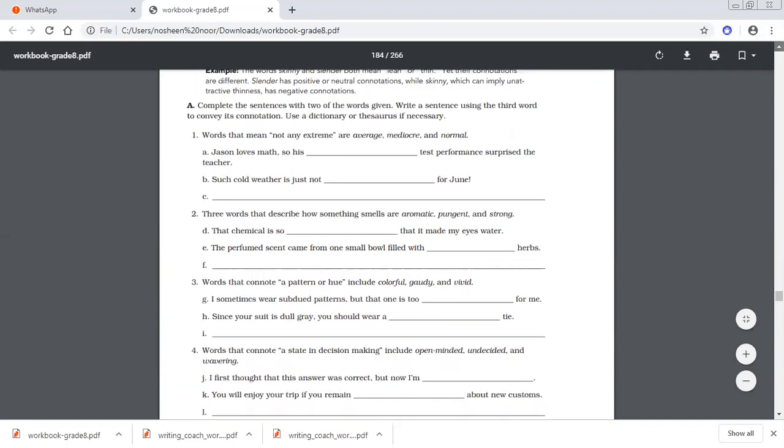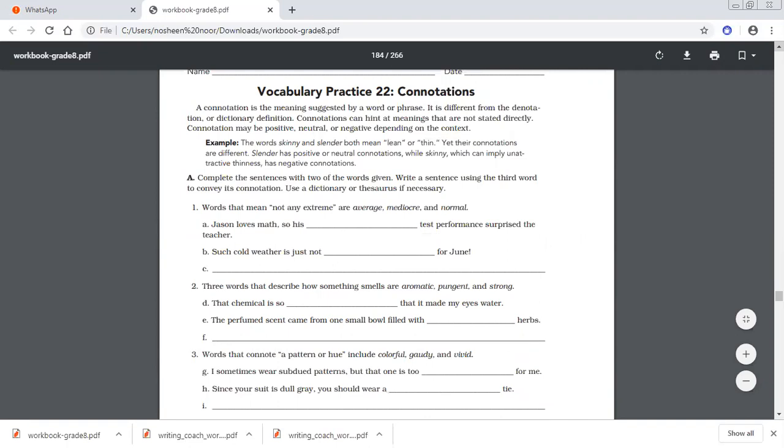Practice 17. It is vocabulary practice 22. Sorry. Yes, it is vocabulary practice 22.